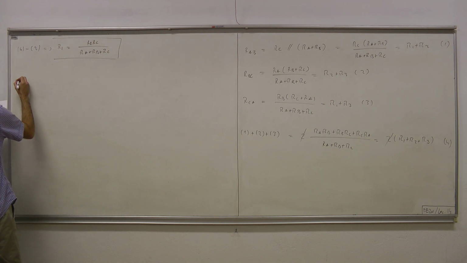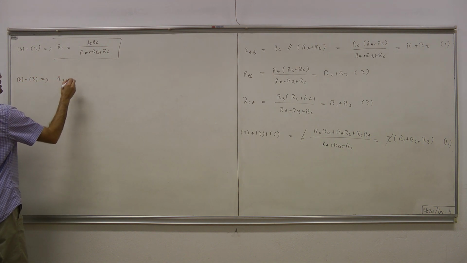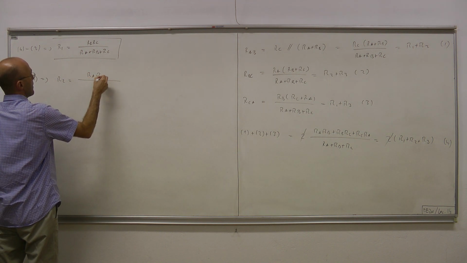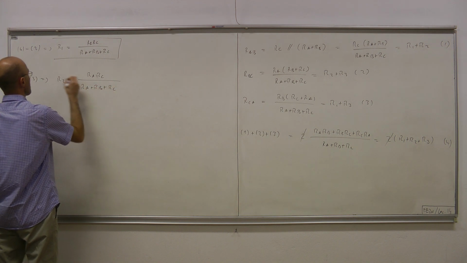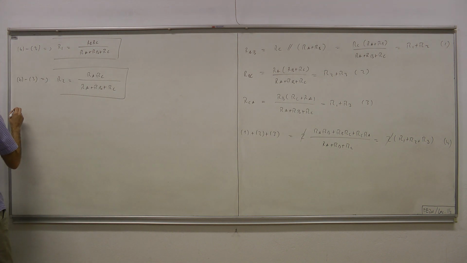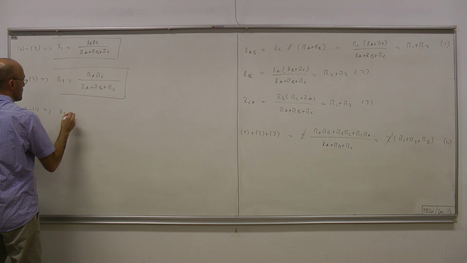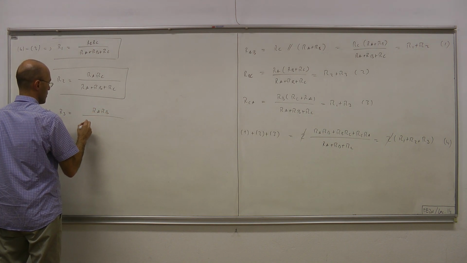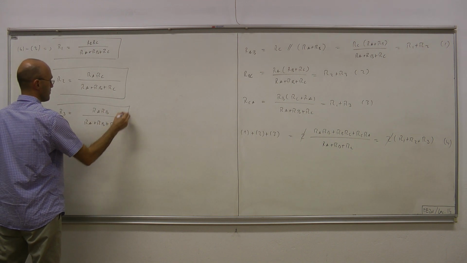So what we have therefore is R1 equals RB RC over RA plus RB plus RC. Likewise, 4 minus 3 will give us R2 equals RA RC over RA plus RB plus RC. And 4 minus 1 gives us R3 equals RA RB over RA plus RB plus RC.